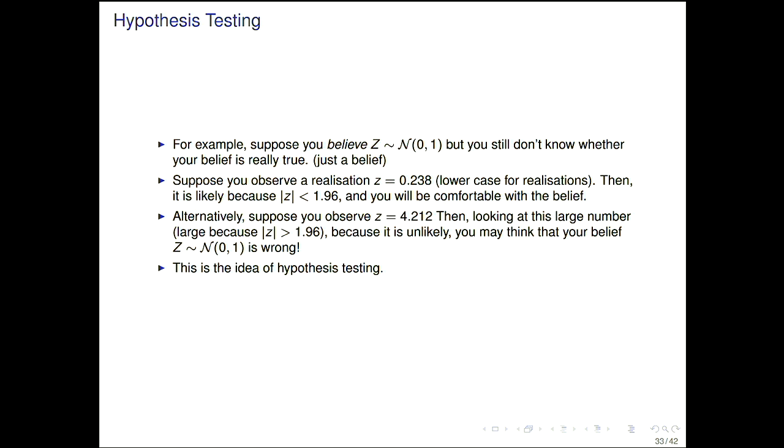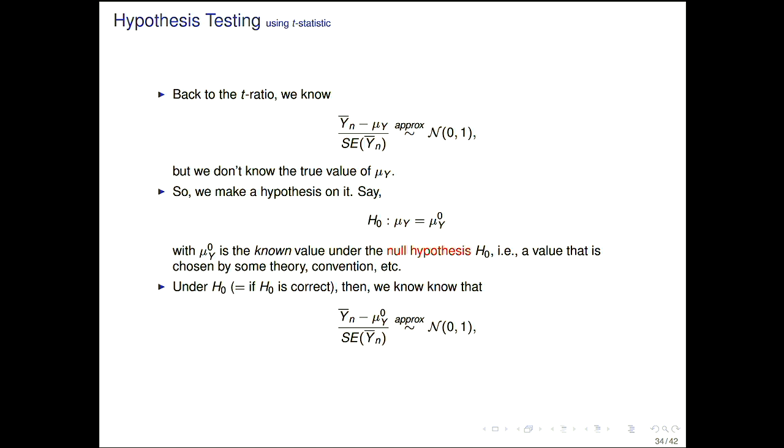But how about the other case? The realization is a large number, 4.2, say. Then you will say that an unlikely event happens, even if this belief is right. This is really unlikely. If the belief is in doubt, then you might doubt your initial belief. So basically, this is the idea of hypothesis testing.